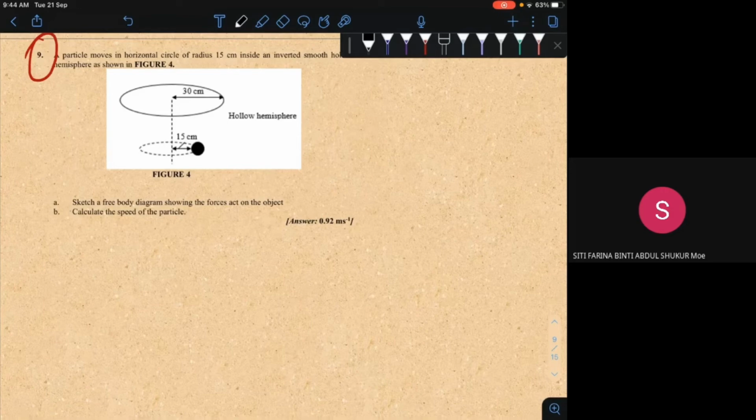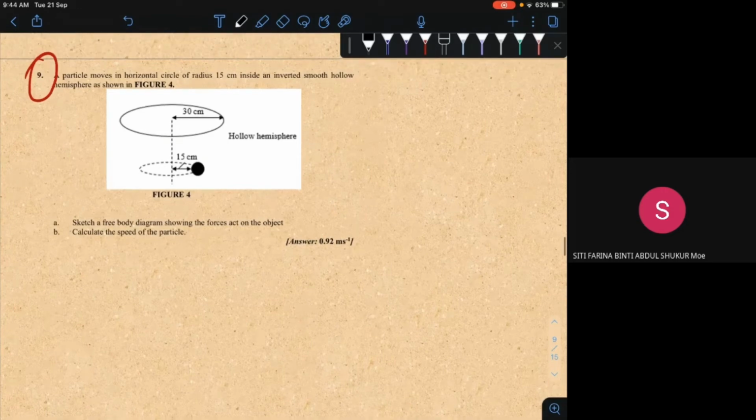Okay, a particle moves in a horizontal circle of radius 15 cm inside an inverted smooth hollow hemisphere as shown in figure 4. Sketch free body diagram showing the force acting on the object and calculate the speed of the particle. Okay, ini sebenarnya benda ni kamu boleh buat dekat rumah. Kalau kamu ada mangkok dekat rumah ataupun bowl, kamu ambil bowl tu, make sure bowl tu cukup dalam lah. Kalau tak terpelanting keluar objek kamu, letak pingpong ball dekat dalam tu and then kamu just reel it.